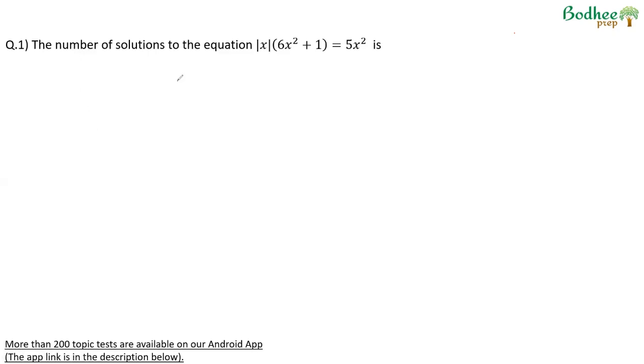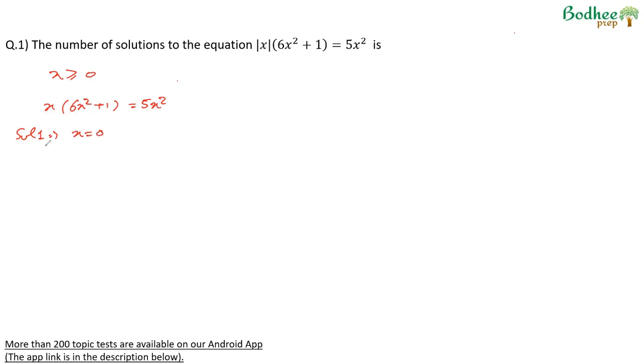If you look at the question, the first question says, number of solutions of the equation mod of x into 6x square plus 1 is equal to 5x square. Clearly, there are two cases. One, when x is greater than or equal to 0, in which case the mod will open as positive. So x into 6x square plus 1 is equal to 5x square. Now here we get solution number 1, which means x is equal to 0. If x is equal to 0, the two sides will be equal.